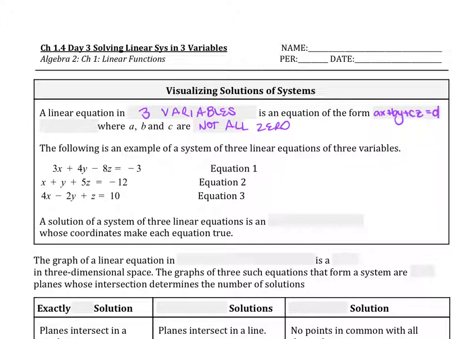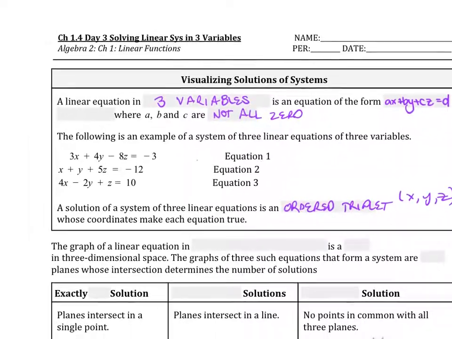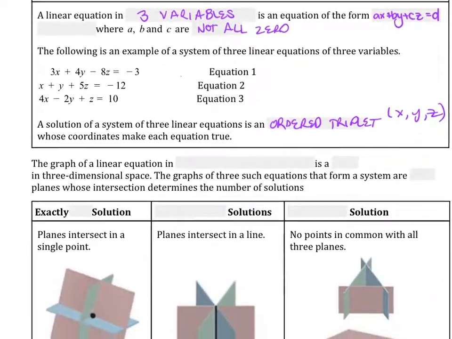So below are examples of systems of 3 linear equations of 3 variables. So we notice there's 3 variables here. A solution of a system of 3 linear equations is an ordered triplet. So that's x, y, and z must be in the correct order, and those coordinates make each equation true.